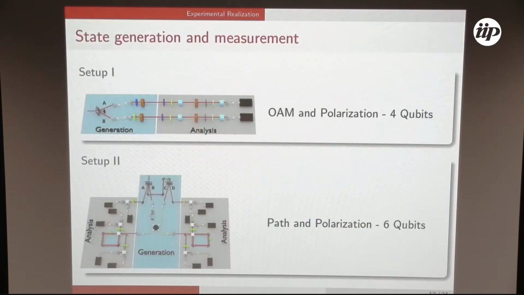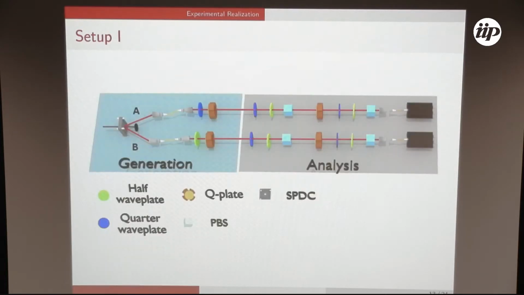Okay, let's move now to the hardware. We tested this protocol on two different photonic setups, which use a different degree of freedom of photons. In the first one, we used the orbital angular momentum and polarization, and in the second one, path and polarization, to generate GHZ states with 4 and 6 qubits. Let's see the first setup in more detail.